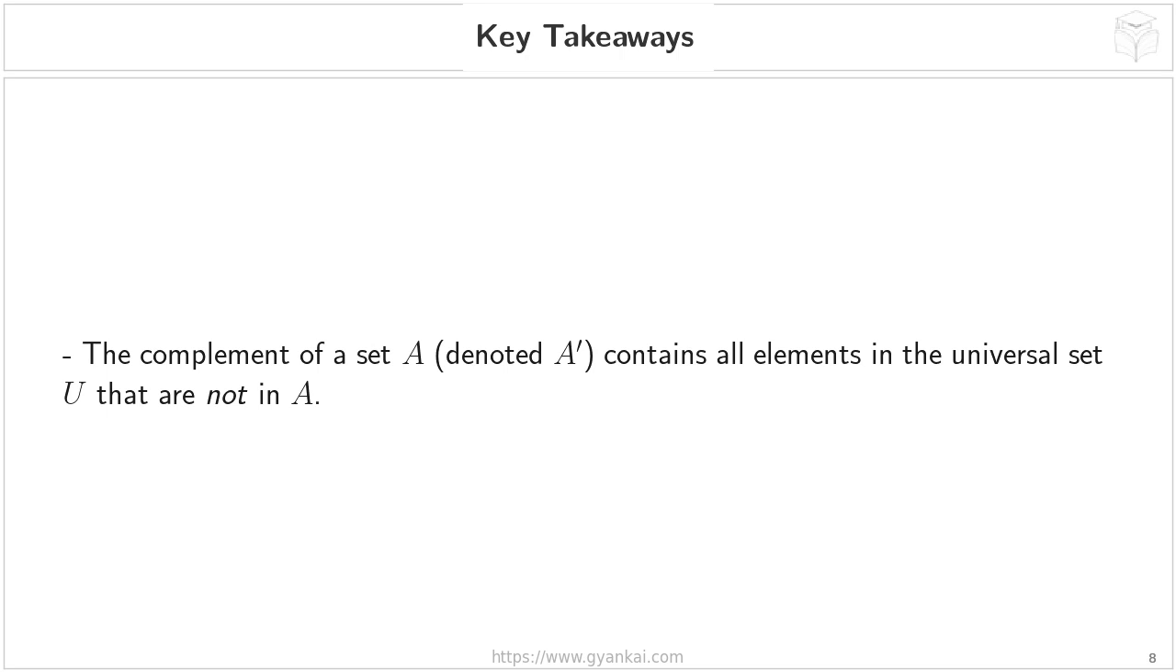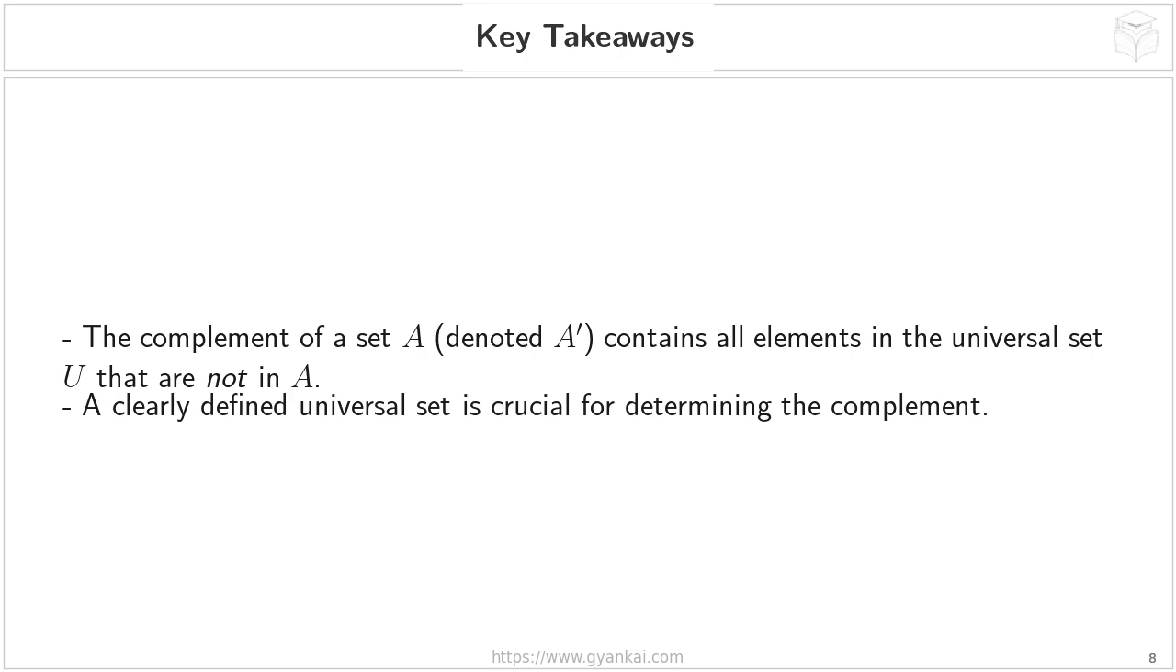Key takeaways. First point, the complement of a set, which we represent as A prime, and remember, the prime symbol just means we're talking about the complement, contains all the elements that are in our universal set, U, but not in set A. So, if we have a universe of possibilities, the complement of A is everything outside of A within that universe. Next, and this is really important, a clearly defined universal set is crucial for determining the complement. Think about it. If you don't know what your overall universe is, you can't accurately figure out what's not in a specific set. We saw this right at the beginning. Defining U is the very first step.